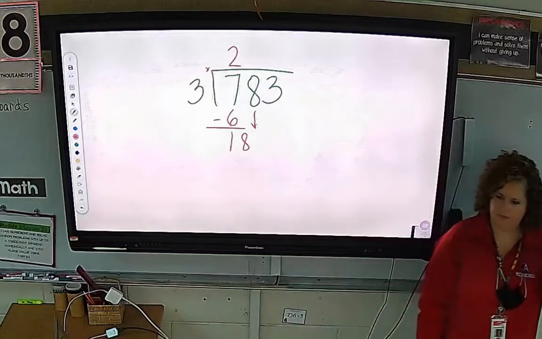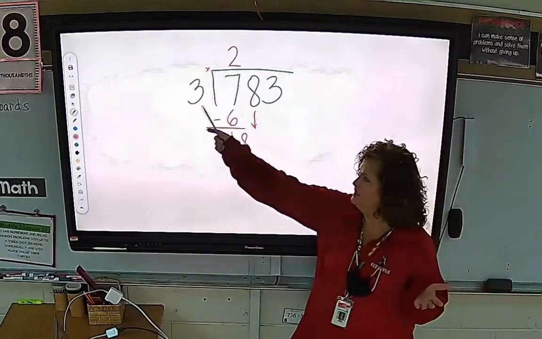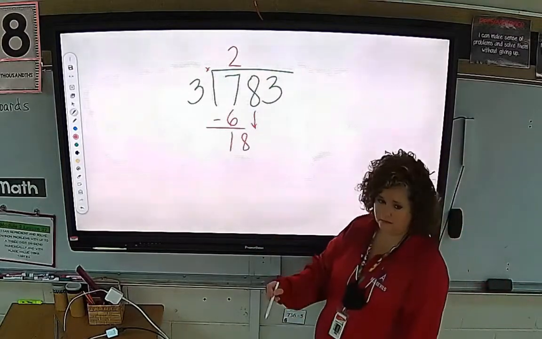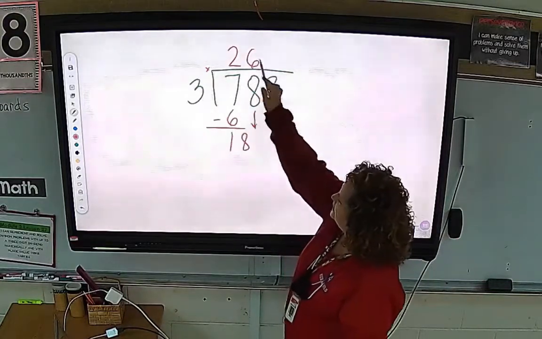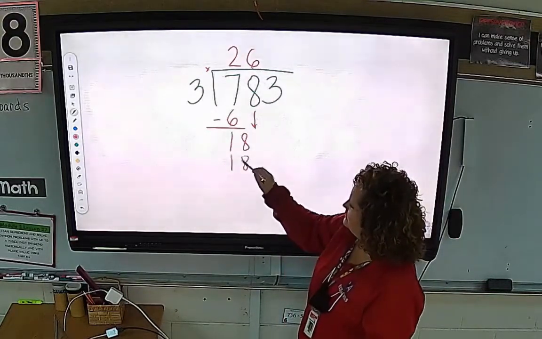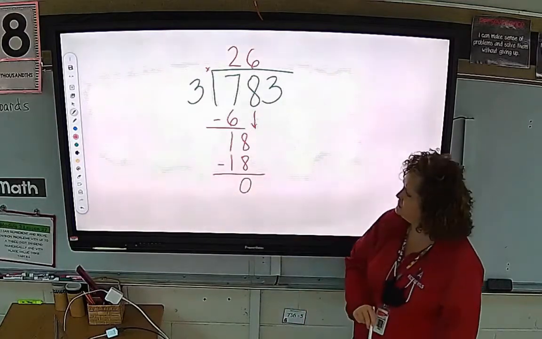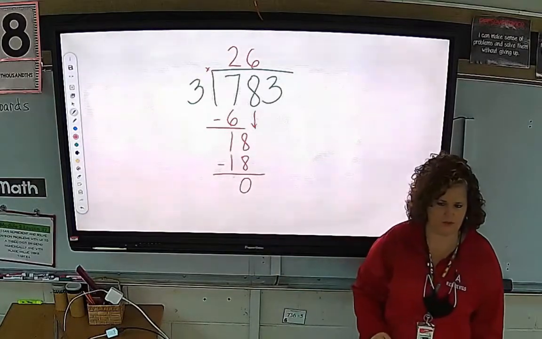Okay, so that's where that bell should go off. There's a fact family there. How many 3s can I get out of 18, everybody? 6. Okay, 6 groups of 3. 3 times 6 is 18. You're going to get 0 there. Some people write the 2 zeros. It's okay if it's just 1.